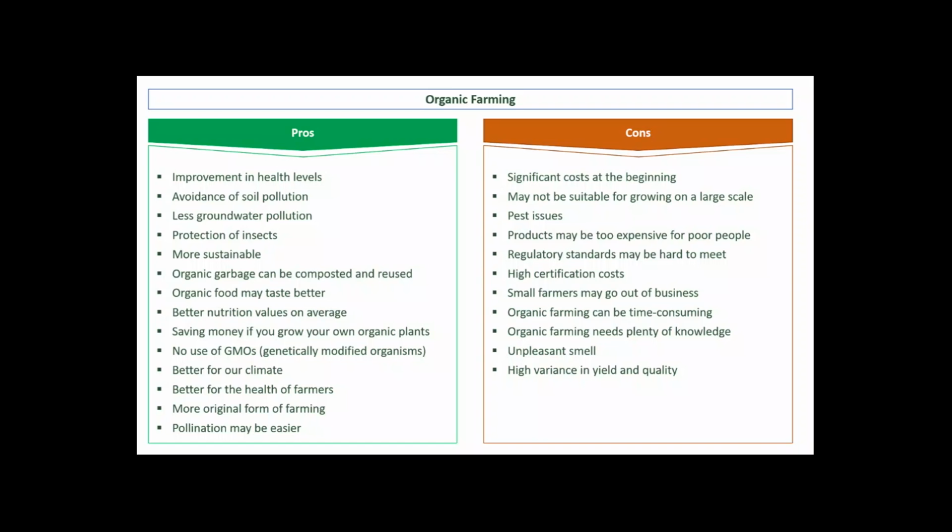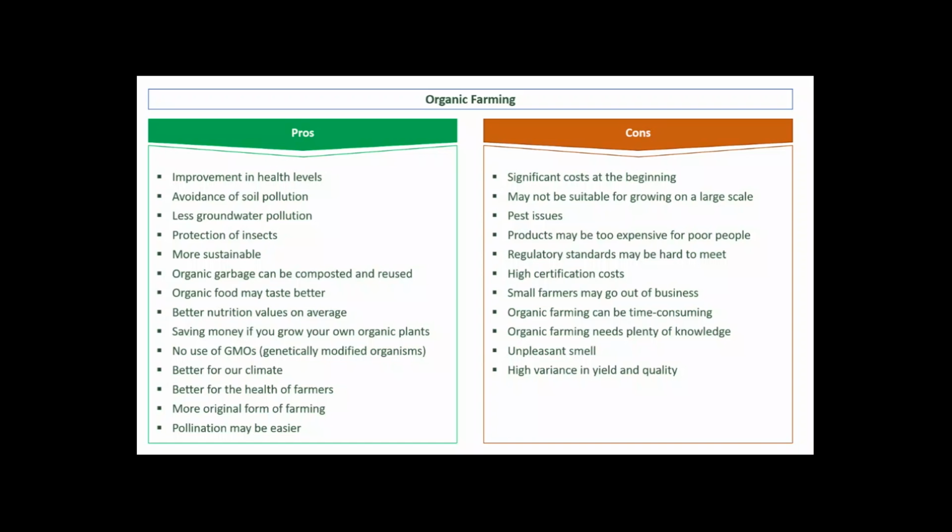Cons, significant cost at the beginning. It may not be suitable for growing on a large scale. Controlling pests is sometimes problematic. Products may be too expensive for poor people because organically produced produce is more expensive. Regulatory standards may be too hard to meet because we can't really get anything that's perfectly organic. High certification costs. Small farmers may go out of business.